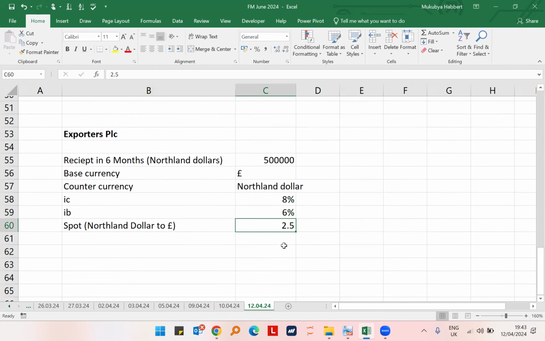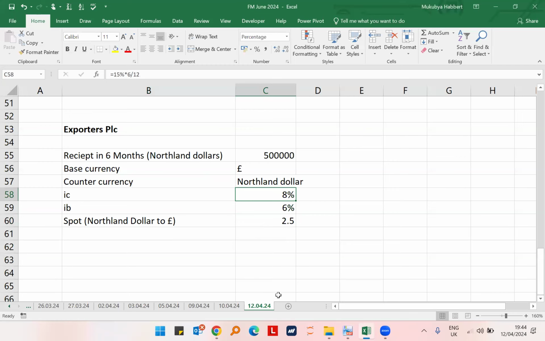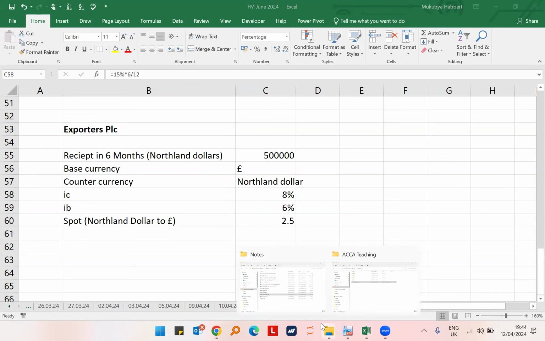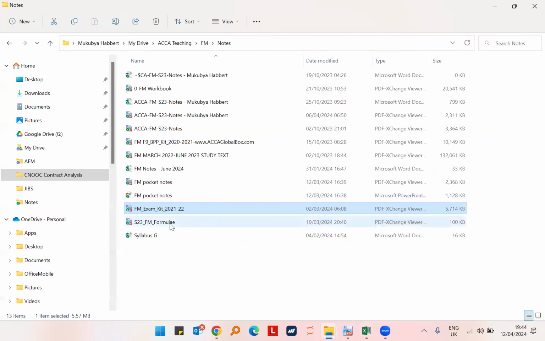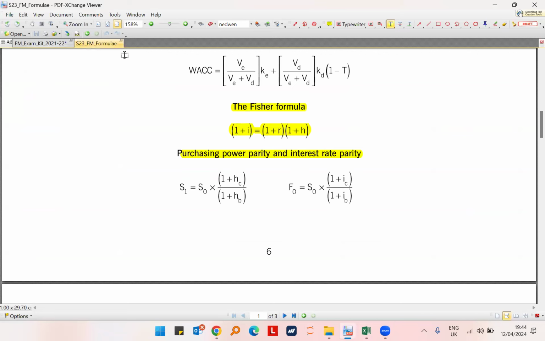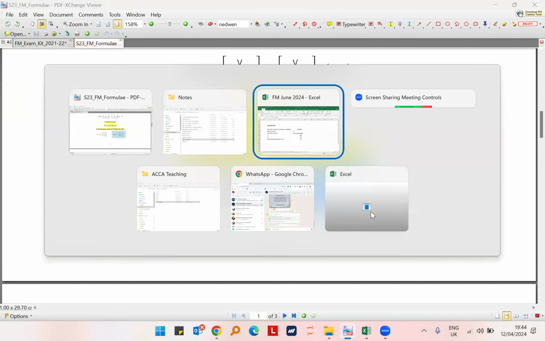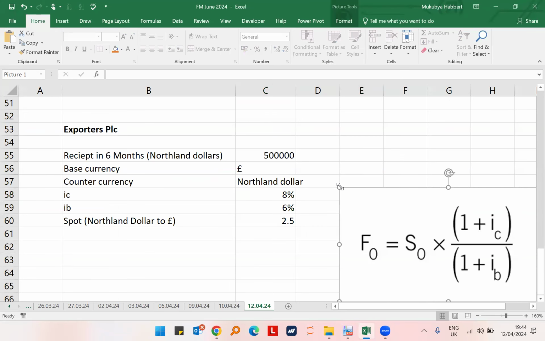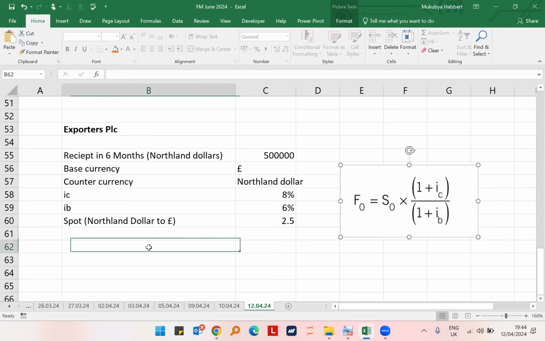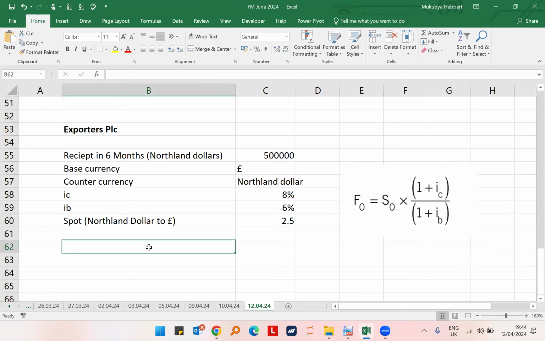It's important, because remember the formula that we are using. If I open the formula sheet, we are going to use the interest rate parity. So if I'm to bring it out, this is the interest rate parity formula. And what we are going to do is to use it to predict the forward rate in 6 months' time. So, and the forward rate, we are going to call it the 6 months forward.